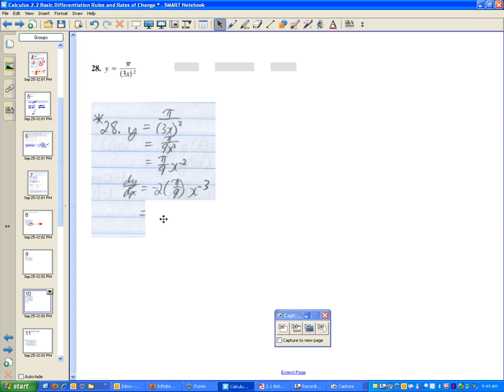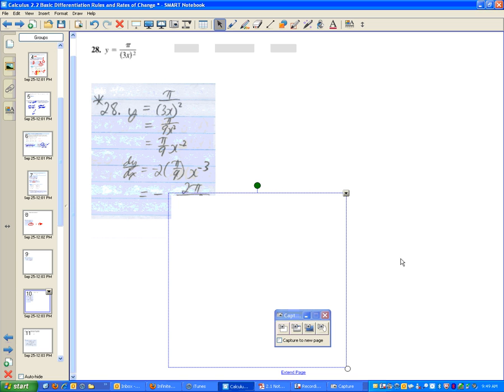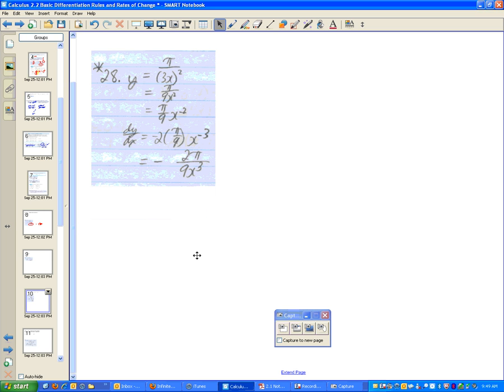And then let's simplify our answer. So negative, and then I don't want to leave that negative exponent. So I'm going to have the negative out in front. I don't want a negative exponent, so I need a denominator. So what stays in the numerator? 2 pi. Yeah, negative, and then the 2 pi. And what goes in the denominator? 9x to the third.